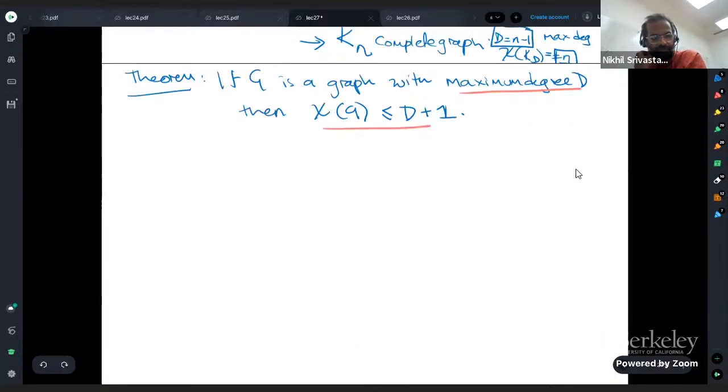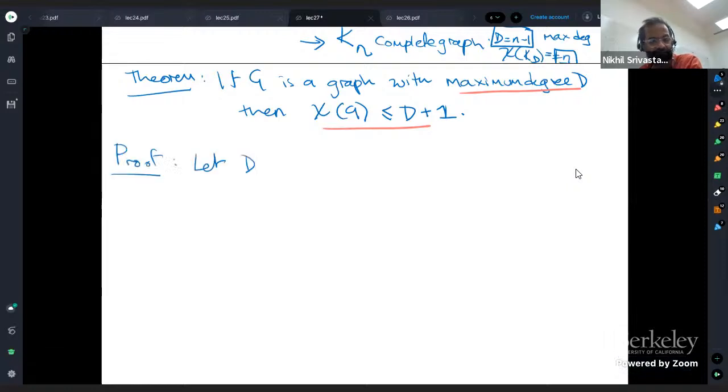Okay, so it's proof. I mean, okay, we'll prove it by induction, like almost everything else we proved about graphs. So let D be some degree. Well, or actually, let's do it by induction on the size of the graph.